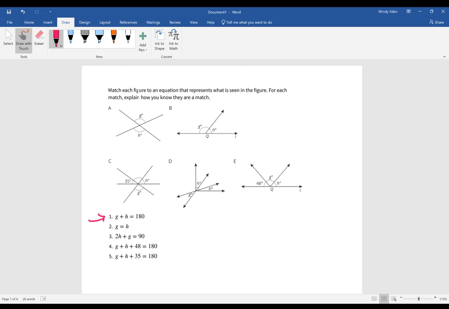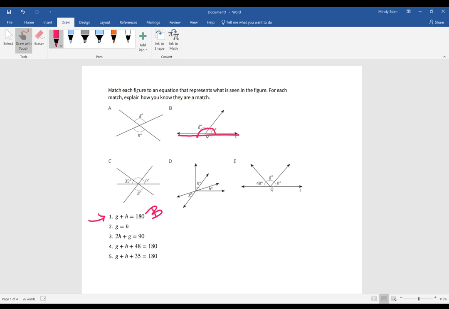So it says G plus H has to equal 180. So I've got two angles and they have to add up to 180. So I look at A and those are across. Remember, those are vertical, which means they're equal. I look at B, G and H, they're side by side, and when I put them together, they make a line. So I know that a line adds up to 180. So I'm going to pick B.